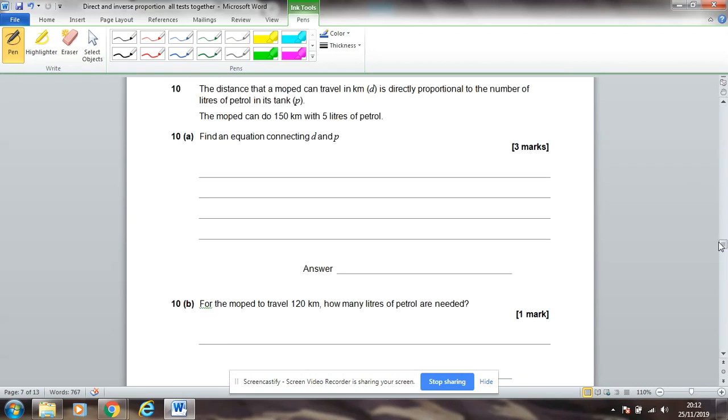Okay, the distance a moped can travel, D, is directly proportional. So again, it's just a bit more words now. So D is directly proportional to P.